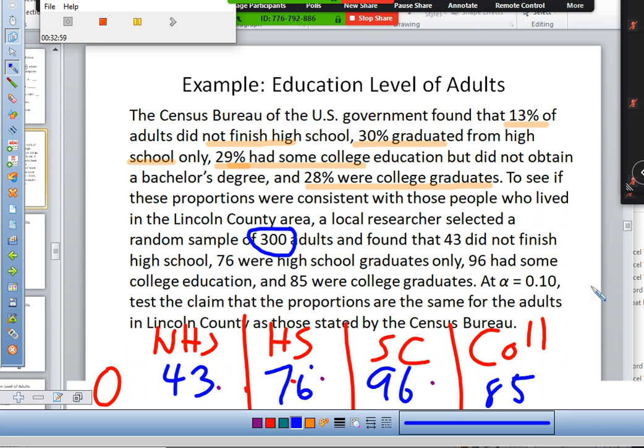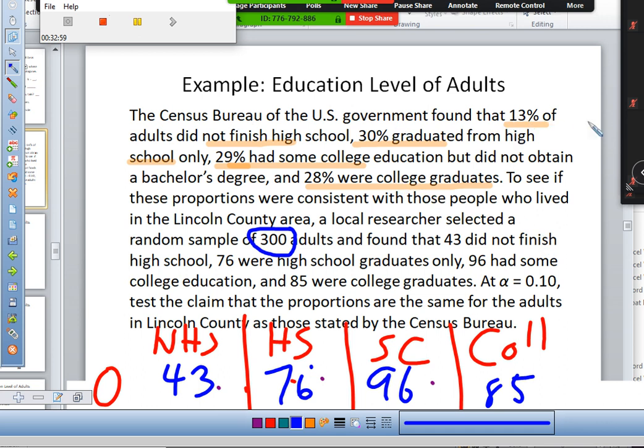The local researchers collected a random sample of 300 adults and found that 43 did not finish high school, 76 were high school graduates only, 96 had some college education, and 85 were college graduates. Alpha is equal to 0.9. That's a claim that the proportions are the same for the adults in Lincoln County as by the Census Bureau. Perfect. So first I have to figure out my categories.